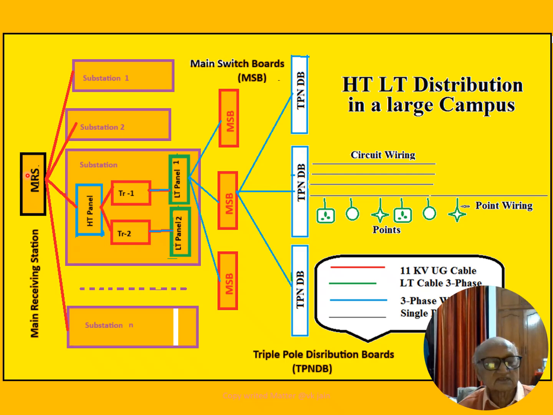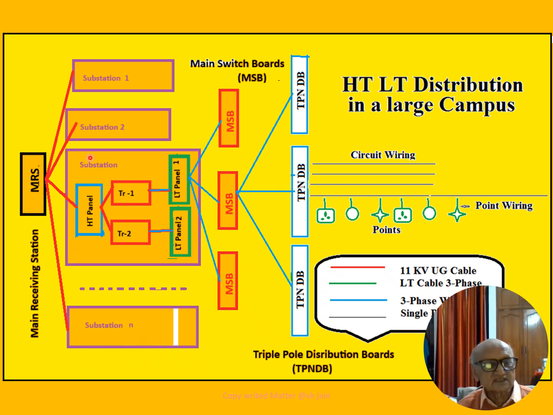We receive electricity at 33 kV at the main receiving station, and this main receiving station may be partly outside, and its 11 kV substation portion may be inside a building. Now, in a large campus, there may be a requirement of several substations, which I have shown here: substation 1, 2, substation 3 and so on up to substation number n.